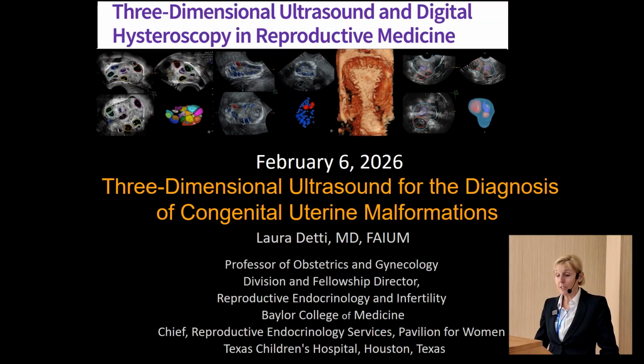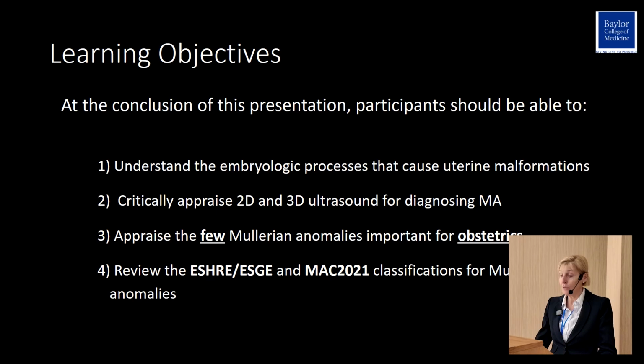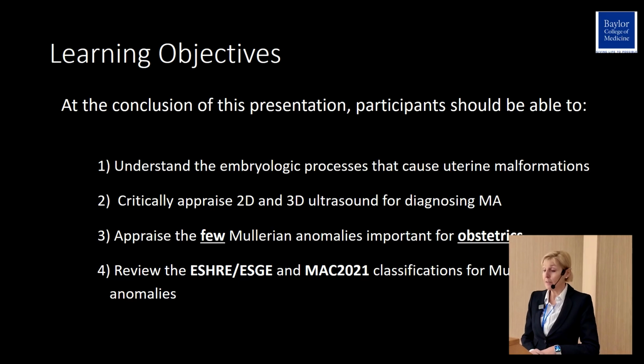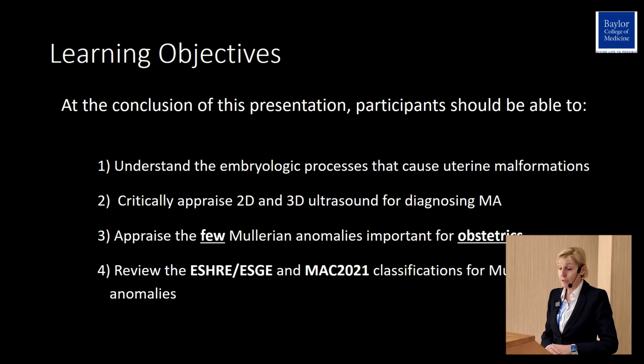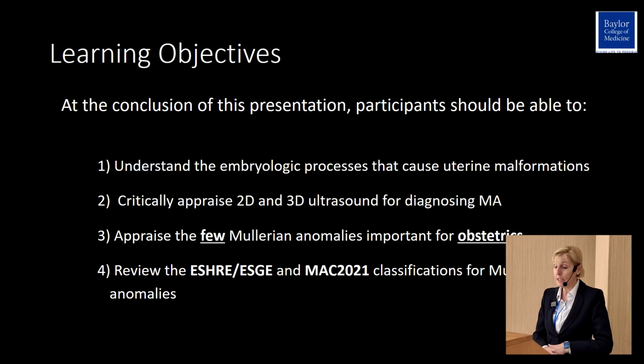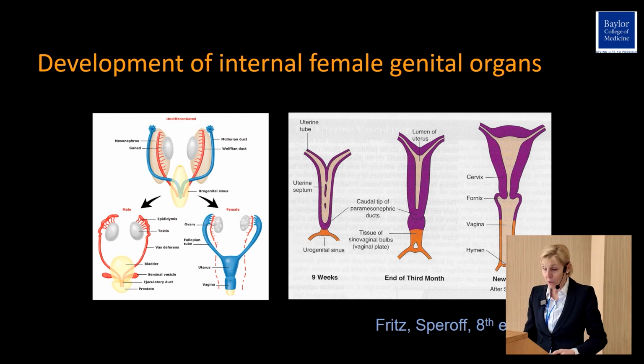So we will try to understand the embryologic processes that cause uterine malformations, critically appraise 2D and 3D ultrasound for diagnosing Müllerian anomalies, and then we will appraise the few Müllerian anomalies that are actually important for obstetrics, and we will review the ESHRE, ESGE, and the MAC 2021 classifications for Müllerian anomalies. And so we will continue on.